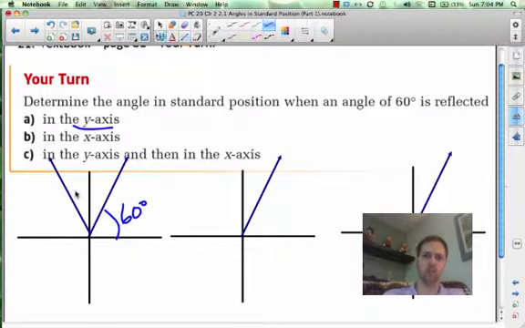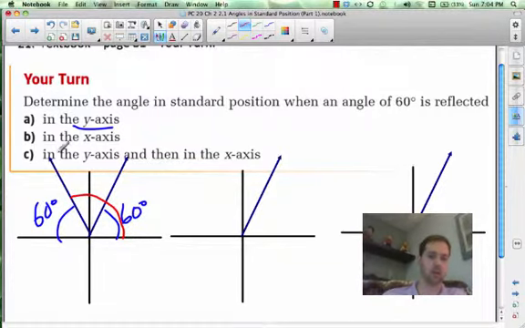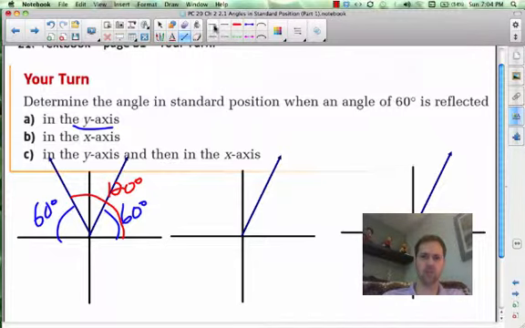Now, since our reference angle is 60 degrees, that means this is 60 degrees, which means then our angle in standard position that goes all the way from the positive x-axis to here would now be 180 minus 60 degrees. So this would be an angle of 120 degrees. Okay, so let's go ahead and do the second reflection.